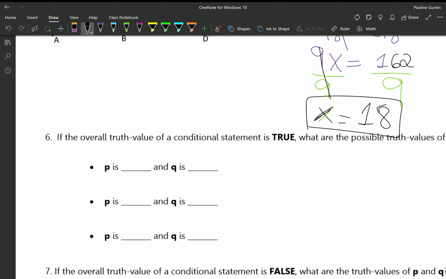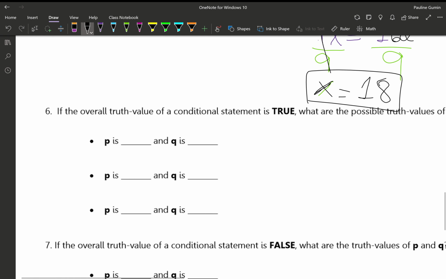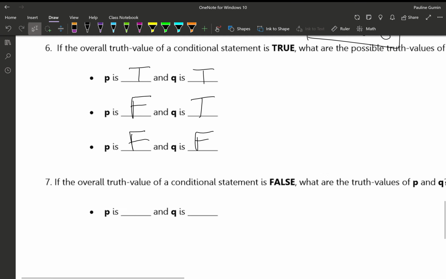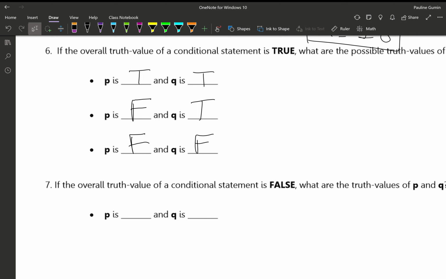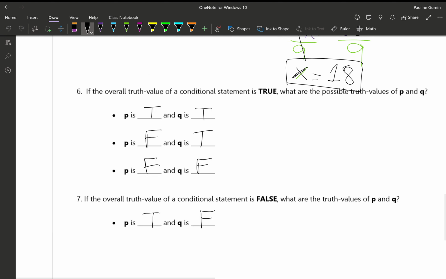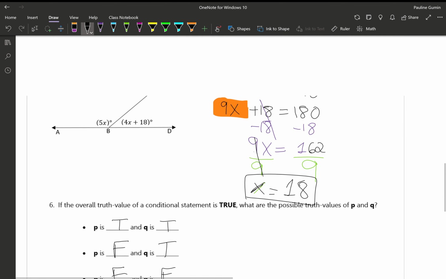Let's review that. If the overall truth value is true, these are the 3 possibilities. If P is true and Q is true, then we get true. If P is false and Q is true, then it's true. If P is false and Q is false, then it's true. There's only one possibility where a conditional statement is false, that is if the hypothesis P is true, but the conclusion Q is false. And that is it for Target 8A.